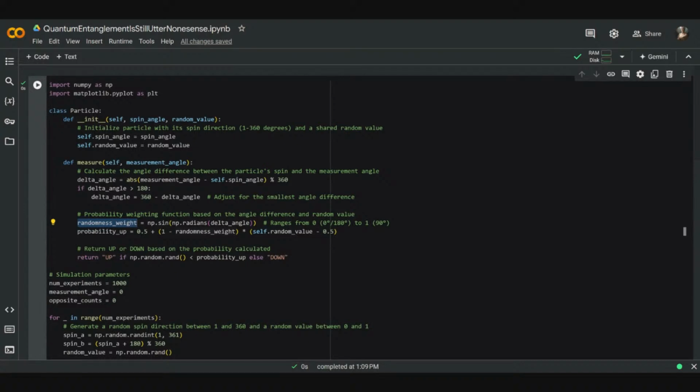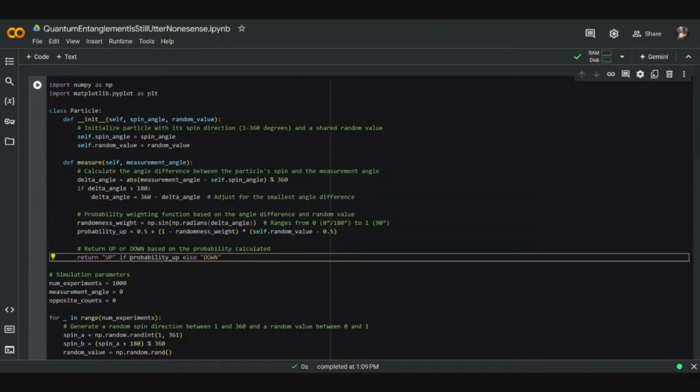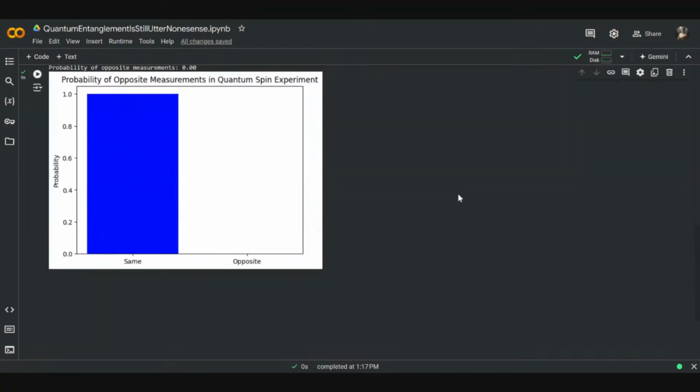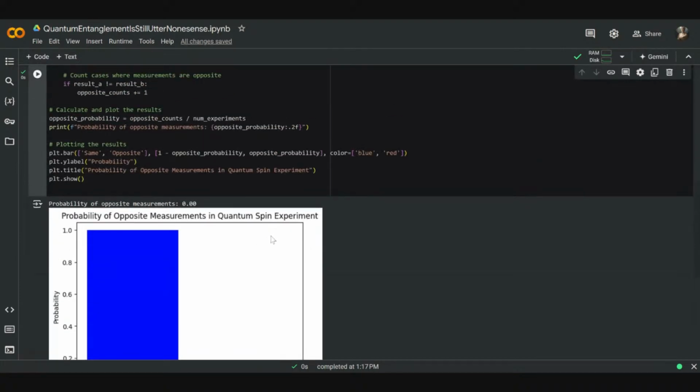So up if, don't flip a coin again, random up if probability up, else down. This should be 100%. No, this should always be opposite.